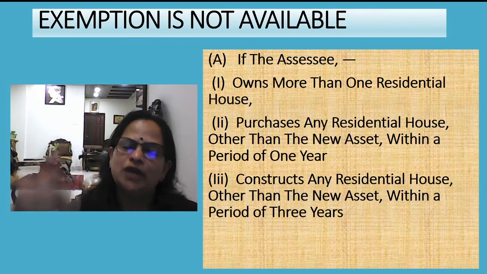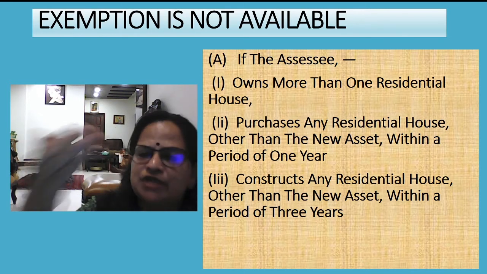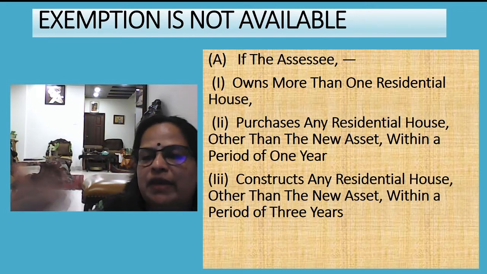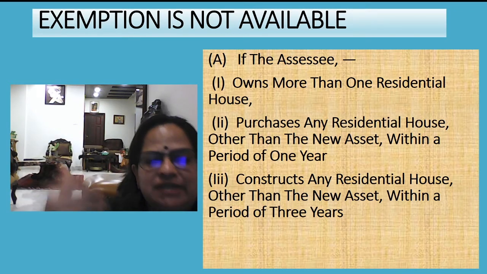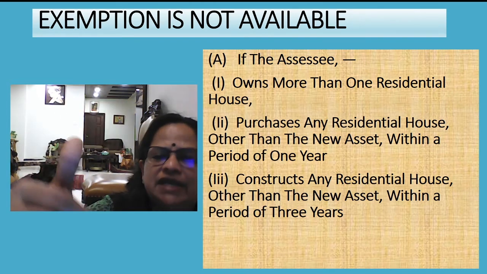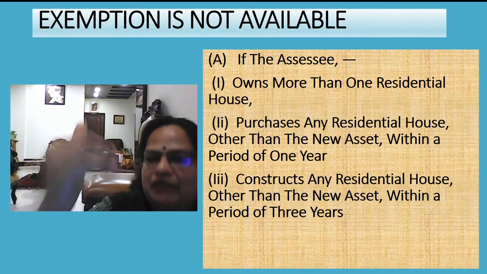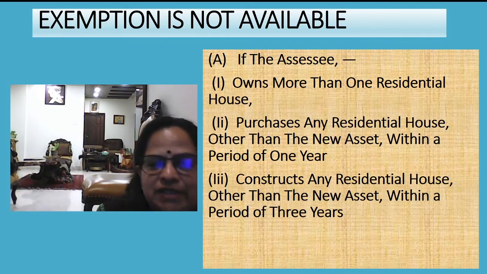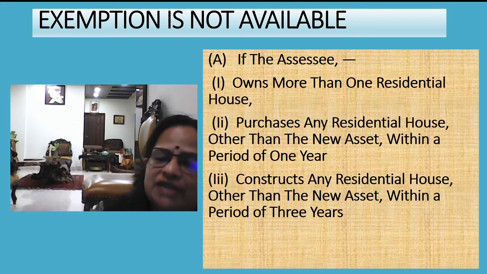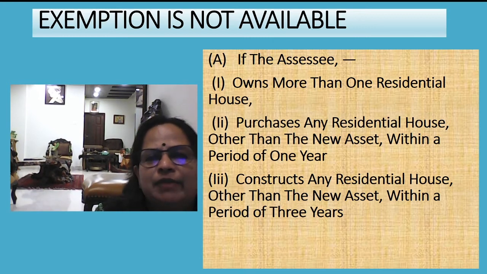So here it is 1 and 3. Earlier, for exemption, I told you 1, 2 and 3 as the time period for buying the new asset, same as section 54. Here the condition is purchasing another residential house property within 1 year of buying this new asset, or within 3 years for construction. The exemption is not available if he does that, that is, if he is again buying a new asset within this time period.